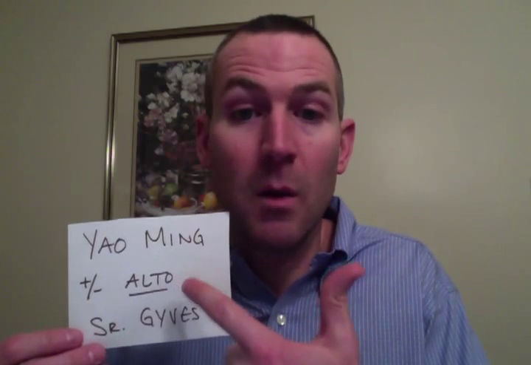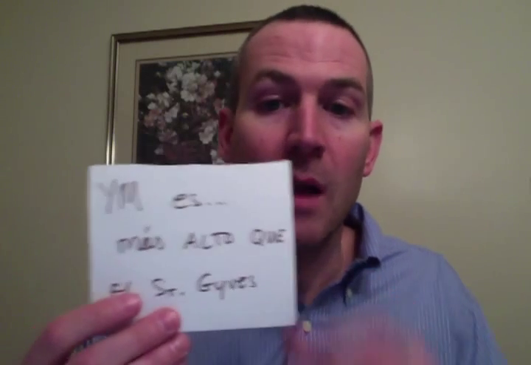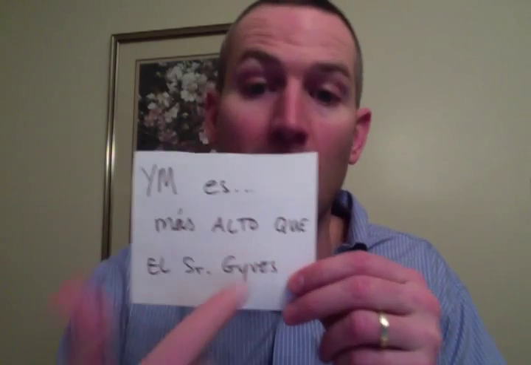The adjective's ready to go. It's masculine singular. Yao Ming's masculine singular, right? And so Yao Ming es más alto. Now, what's our special word? Special word is que. Yao Ming es más alto que el señor Gives. All right, easy enough. We got it all worked out here. Yao Ming es más alto que el señor Gives. Right, works out nicely. Okay, moving on to another example.